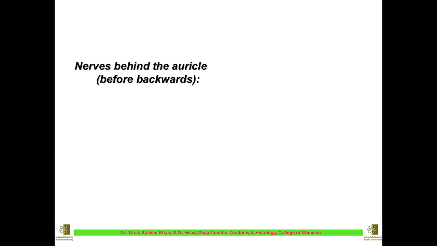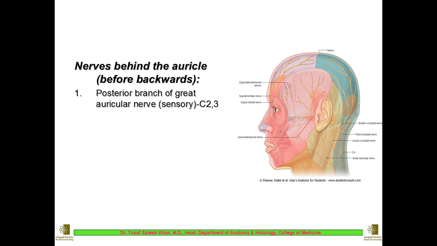Then the nerves behind the auricle, which supply the skin of the scalp behind the ear, from before backwards, are as follows. The first is the posterior branch of the auricular nerve. Just behind here will be the posterior branch of the auricular nerve, just behind the ear. Okay, this part will be sensory, and this will be from the second and third segments of the cervical nerves.